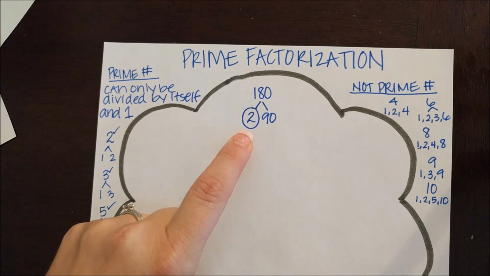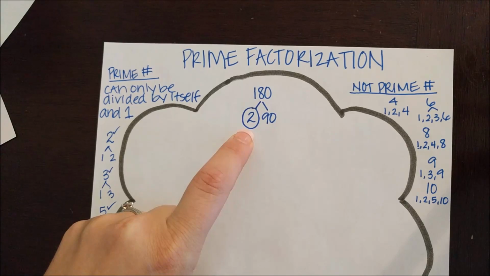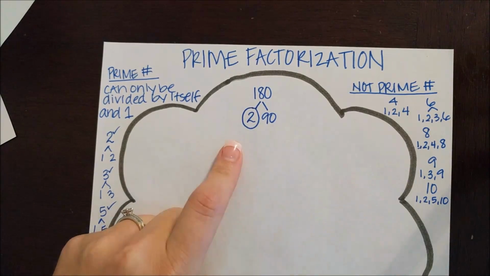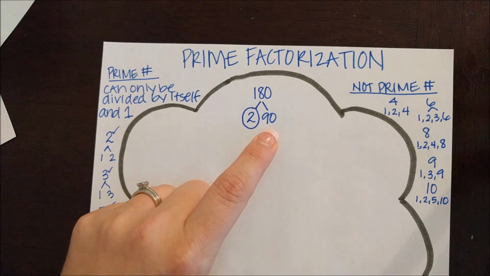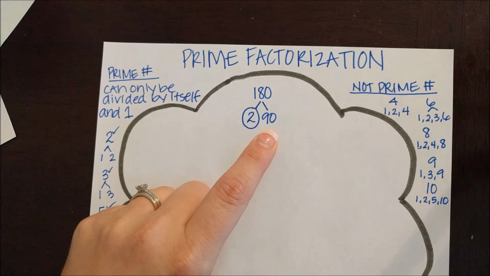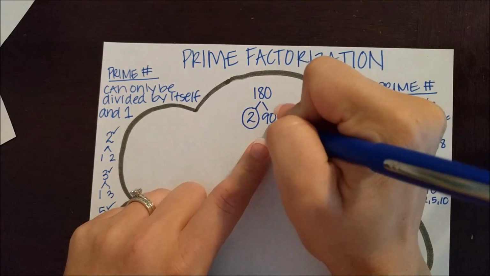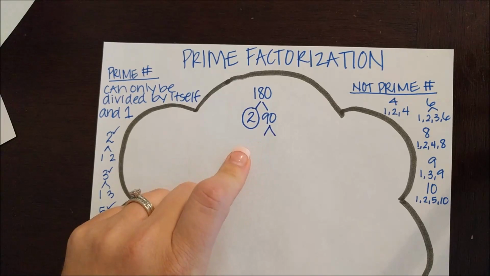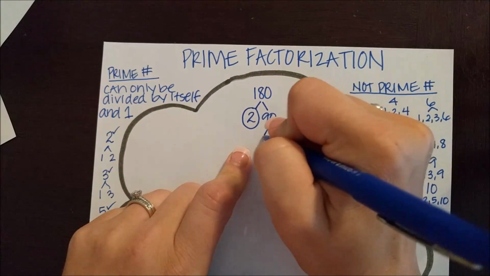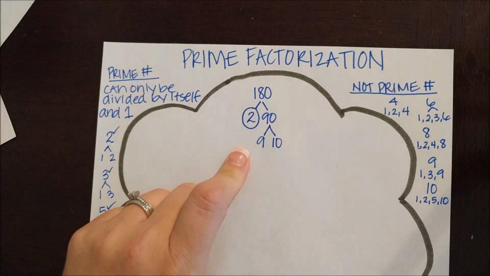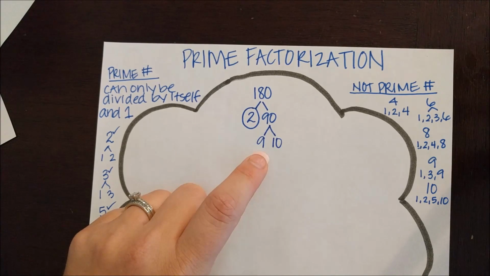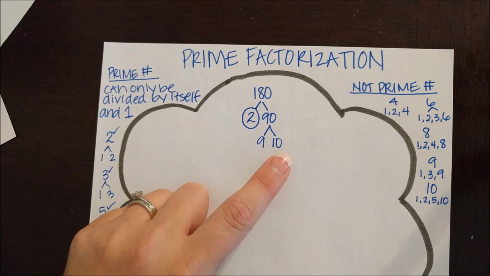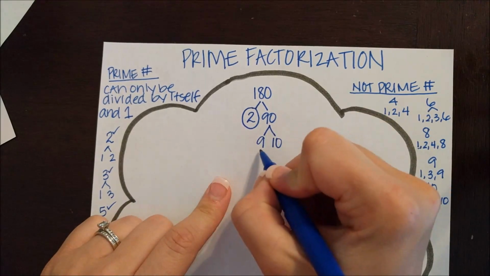Once I circle a number, I can stop with that branch, so I don't need to break down 2 anymore. 90, is 90 a prime number? No, it's not. So I got to think, what 2 numbers multiply together to get 90? Well, I know, 9 times 10. Is 9 a prime number? Nope. Is 10 a prime number? Nope. So I'm going to need to break these down.